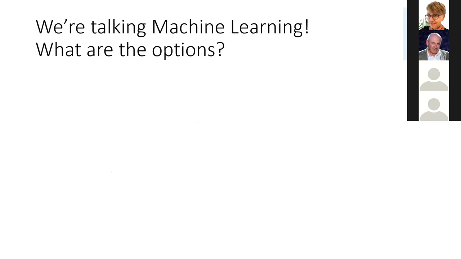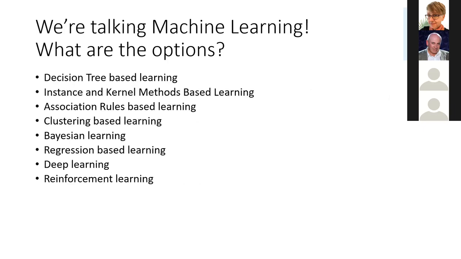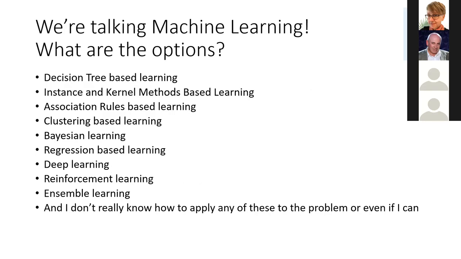So we're talking machine learning. What are the options? I have a book on machine learning. Unfortunately, I haven't actually read it, but I had a look at the chapter headings, and these are the sorts of methods that were available to me. And it went on and on. And at the end, I was thinking, well, I don't know how to apply any of these or which ones are actually relevant to the sort of problem that we're looking at.